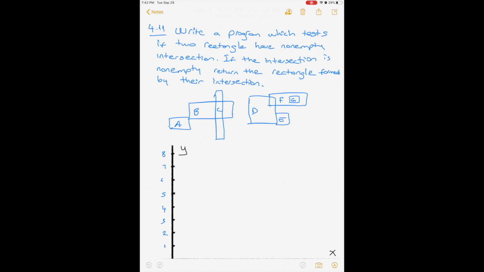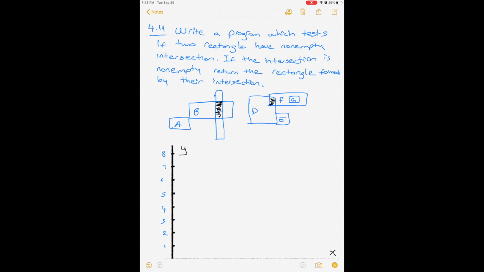This particular question is asking us to write a program which tests if two rectangles have non-empty intersection. If the intersection is non-empty, return the rectangle formed by their intersection. So here are some examples. If you're looking at B and C here, we know that there's an intersection, and what we need to return here is this rectangle right here. In the case of D and F, we would need to return this rectangle right here.